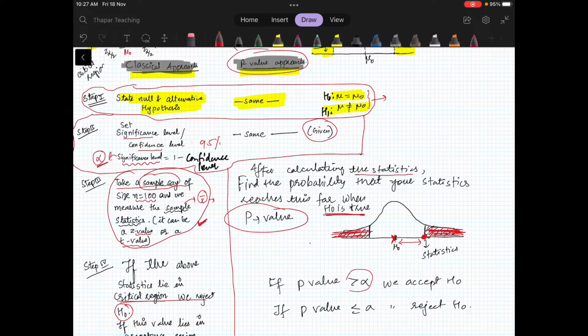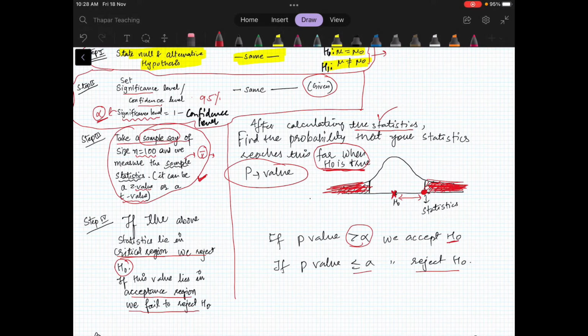If the p-value is greater than alpha, it means that when h naught was true, you were expecting this outcome for your sample, because your statistic is here, like your sample tells you this value and you are expecting this value. If this probability is more than alpha, it means the null hypothesis is true, you will accept the null hypothesis. And if this probability is less than alpha, then you will reject your h naught. Does that make sense?